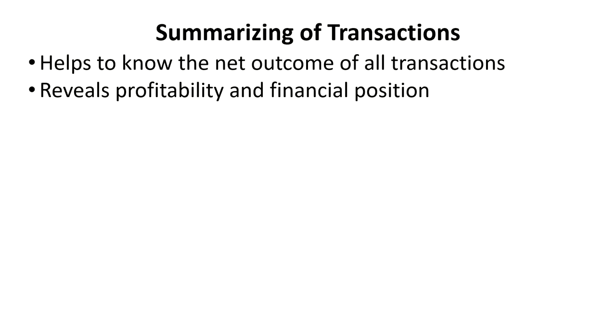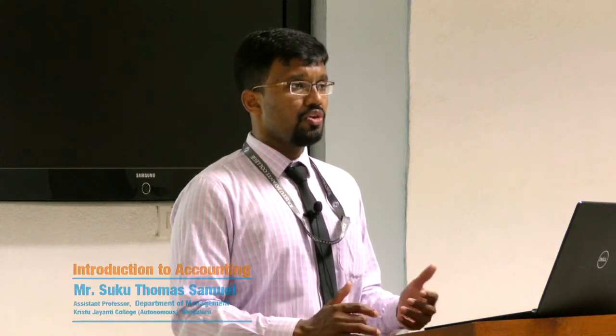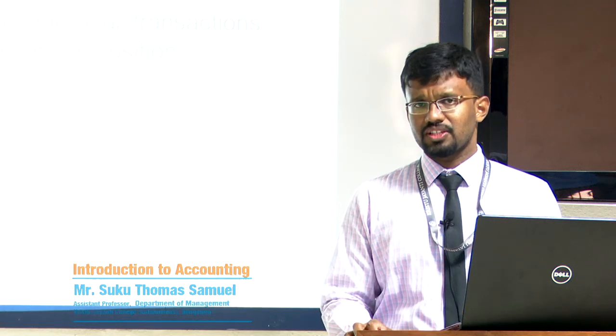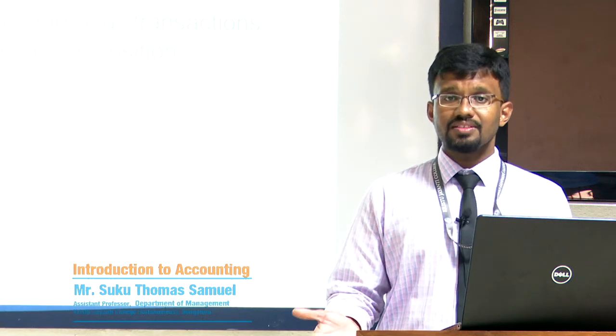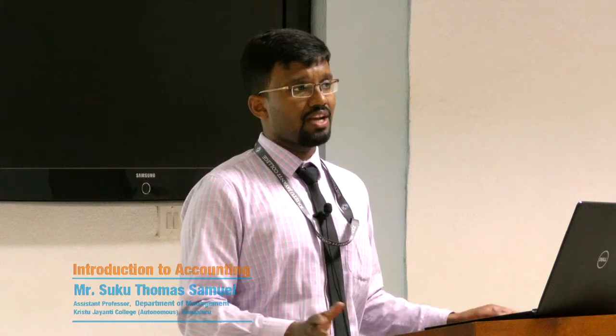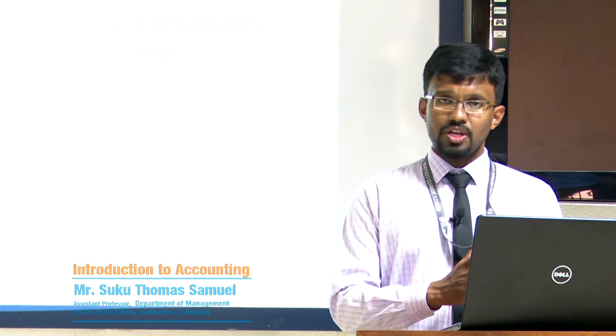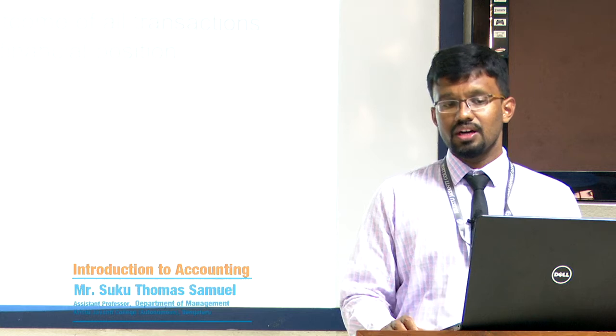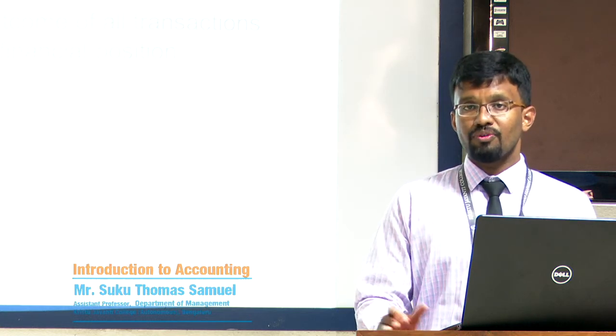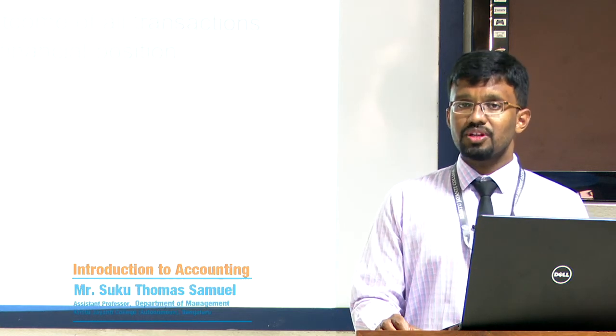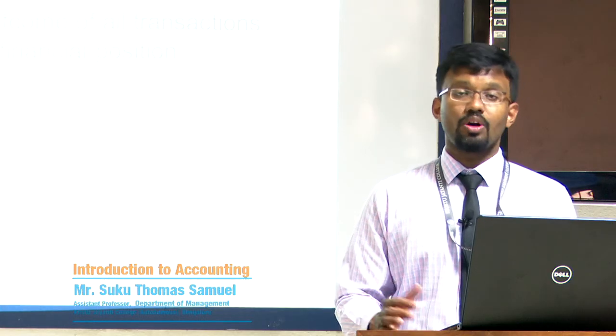If you're a small business, you may be having fewer number of transactions. If you're a large business, you may be having large number of transactions. For example, IRCTC on an average every day clocks around 25 lakh transactions. So when you look at across the financial year, we want to know what is the outcome of all these transactions. There are some transactions where money is coming into the business. There are some transactions where money is going out of the business. But what is the net outcome?